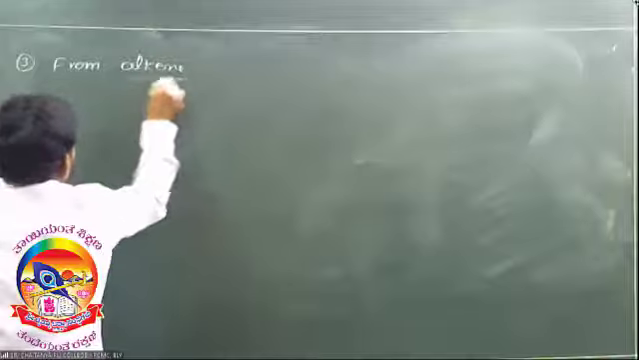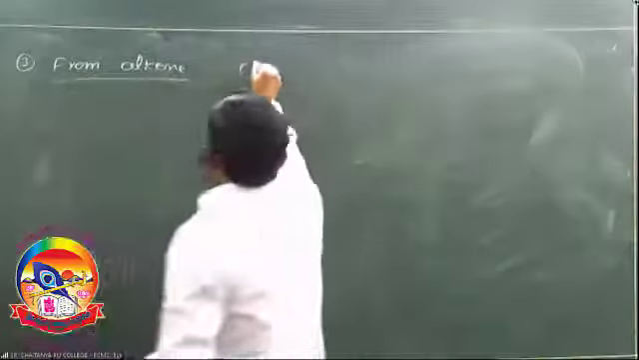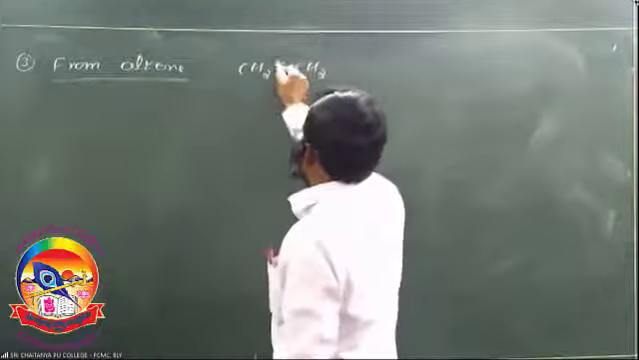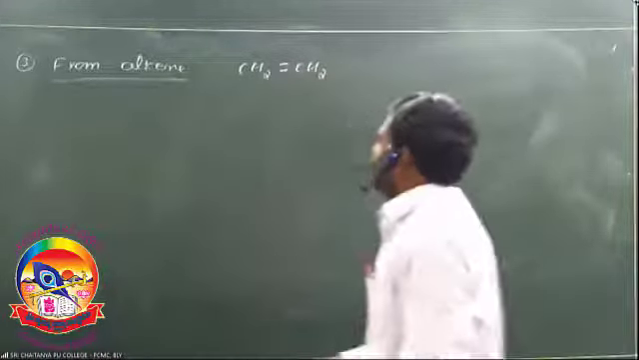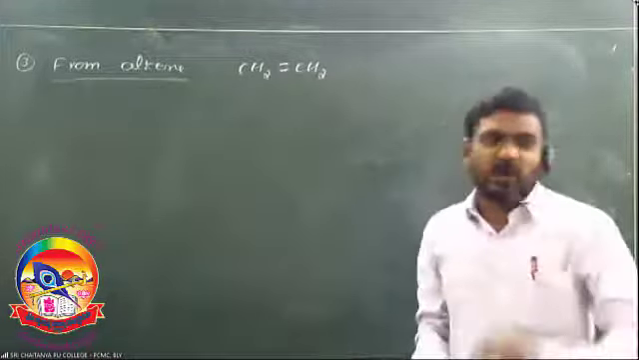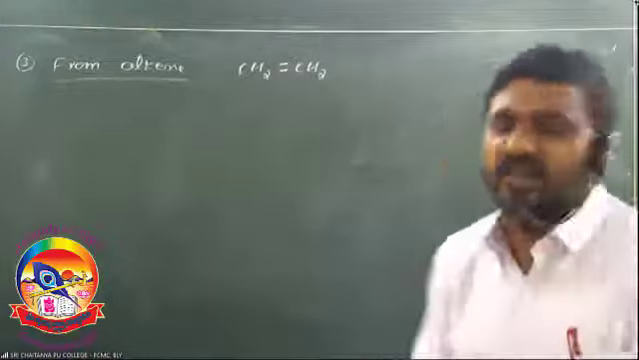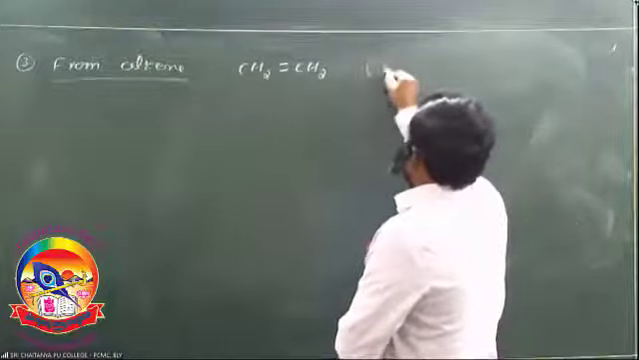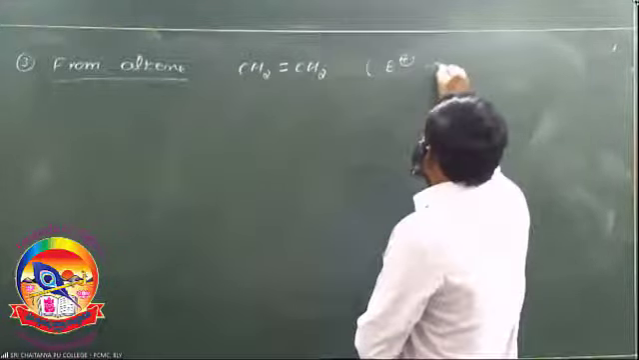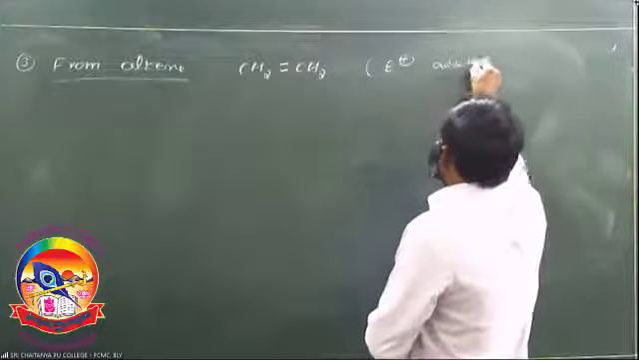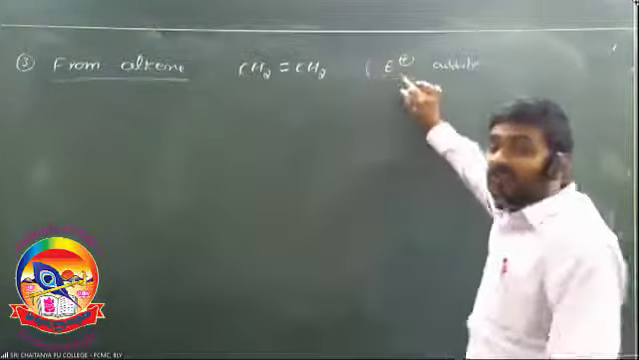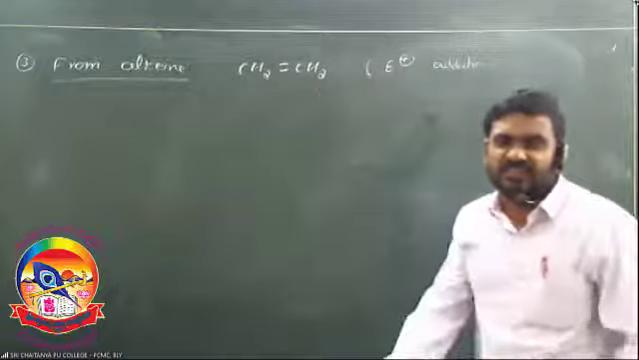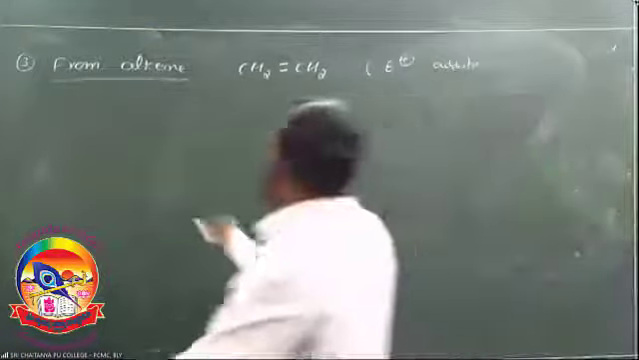From alkenes, for example, we take ethylene. Is it a saturated or unsaturated hydrocarbon? It is unsaturated. So what are the characteristic properties of unsaturated hydrocarbons? Addition reaction. Which type of addition? Electrophilic addition reaction. Electrophilic addition means the first attacking species is the electrophile.